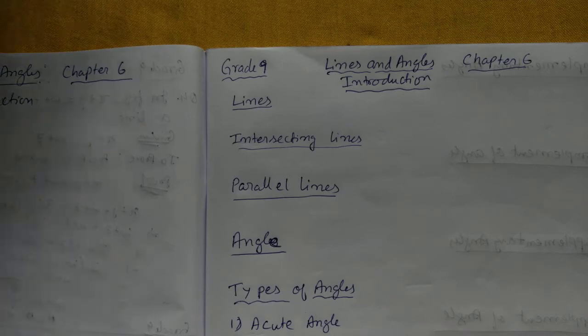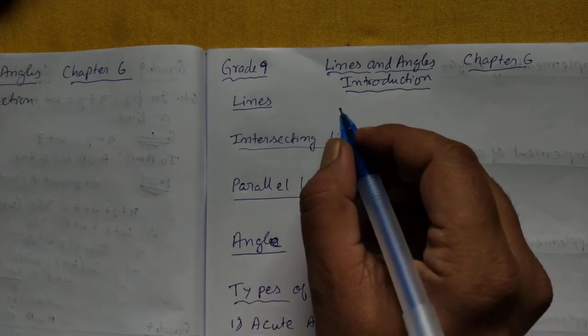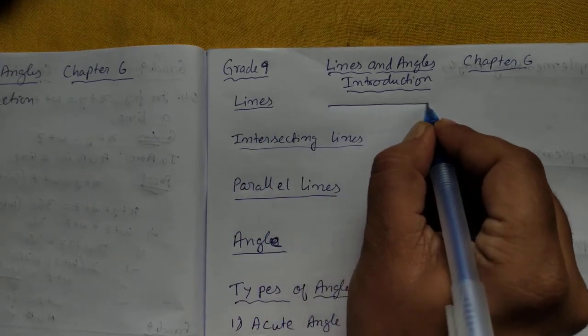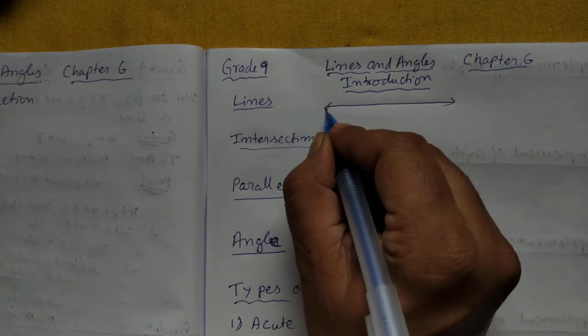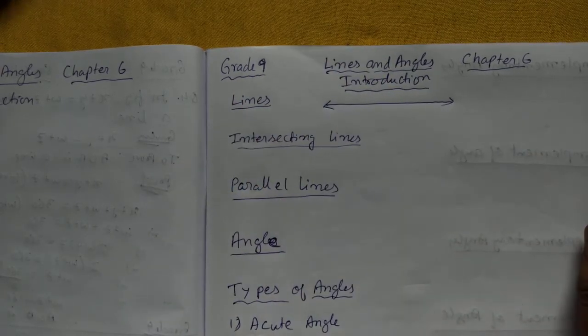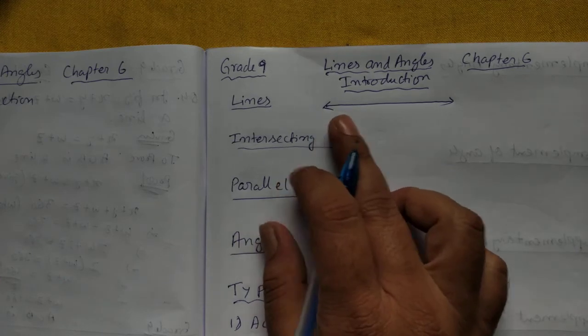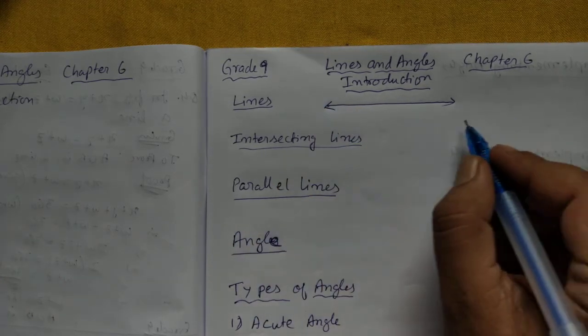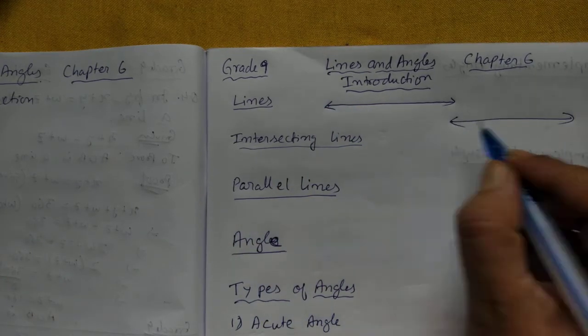So start with line. You know a line has length but no breadth. This is a line and it is never ending. You have learned this in the lower classes also. If there is a single line, we call it a line. If there are two lines, we call it lines. Two or more lines is lines.